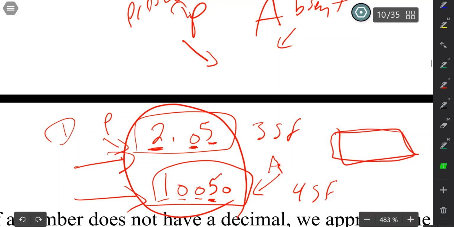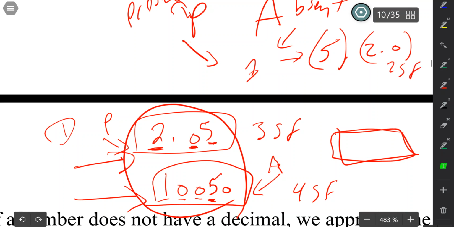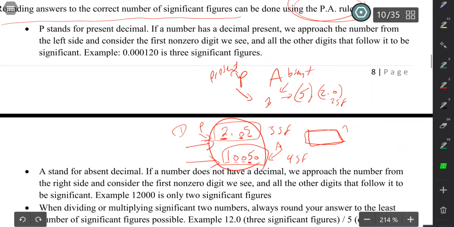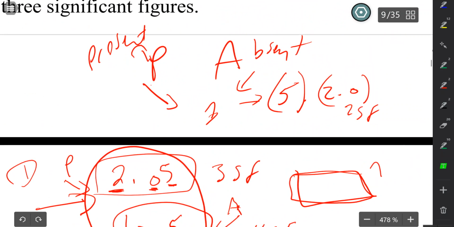After you perform all your calculations, your multiplications, your divisions, you will round your final answer to the least number of significant figures. So let's say, for example, I am multiplying 5 by 2.0. 5 only has 1 significant figure. 2.0 has 2 significant figures. So my final answer is going to have 1 significant figure. So 5 times 2.0 is going to equal 10.